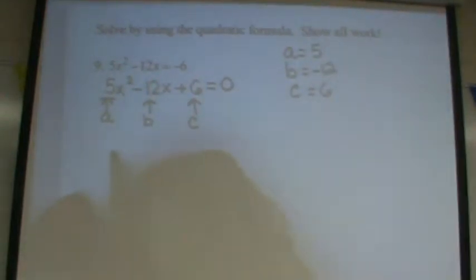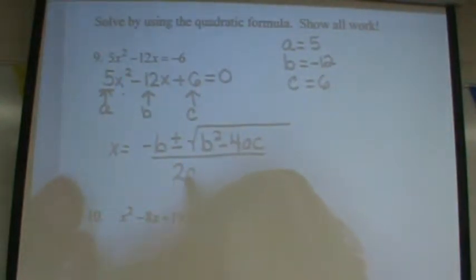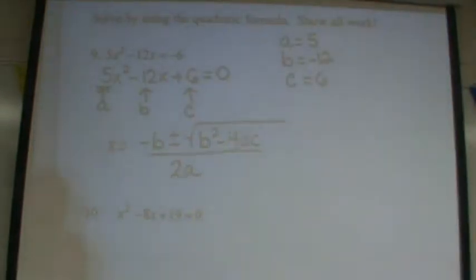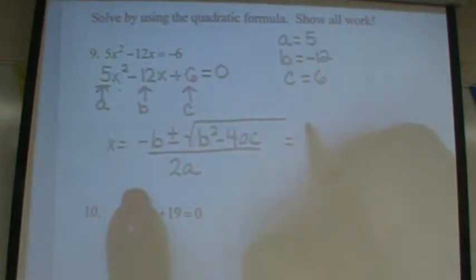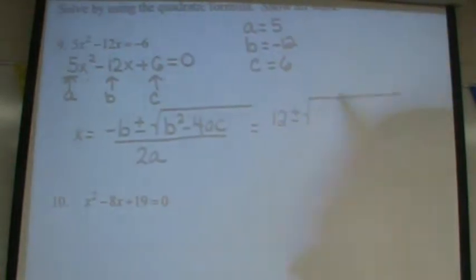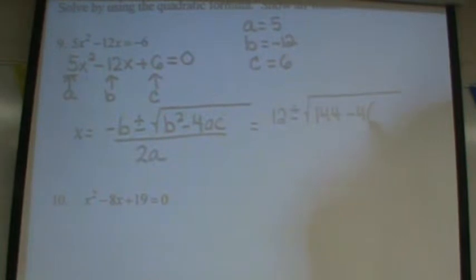So you're responsible for knowing the quadratic formula. It is the opposite of B, plus or minus the square root, B squared minus 4AC all over 2A. It always helps me to write that formula out. So the opposite of 12 is going to be a +12. 12 squared is 144. This number is always a positive number. Minus 4 times A, which is 5, times C, which is 6, all over 2 times A, which is 10.